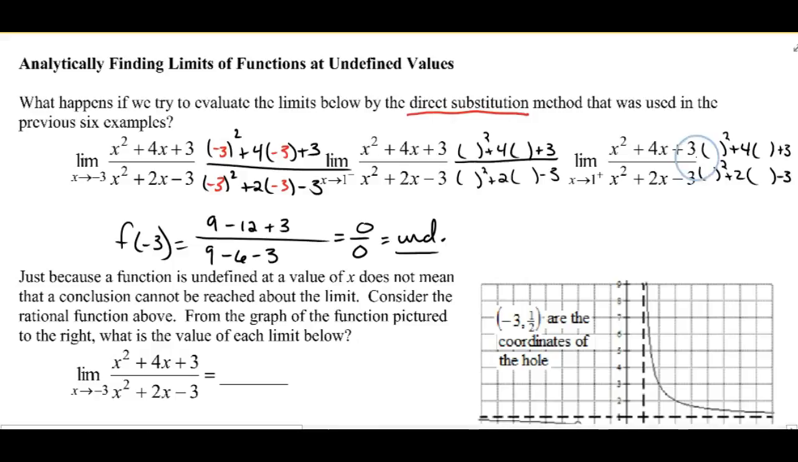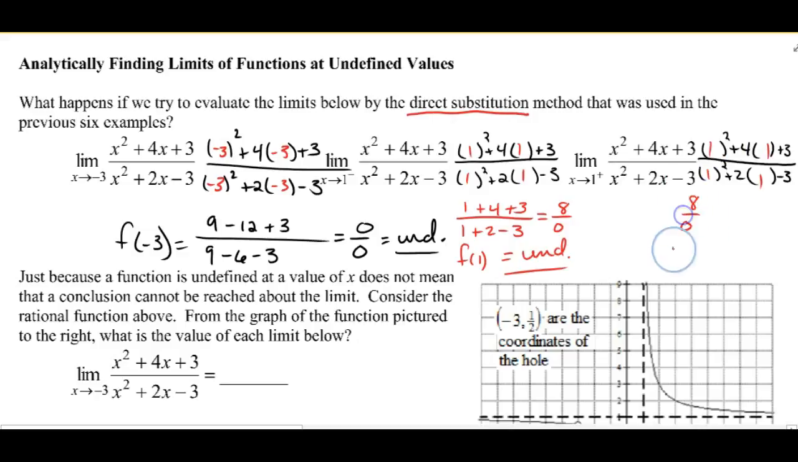Okay, so I've set up my functions here to be evaluated for these other values. I can evaluate at 1, and I get 1 plus 4 plus 3 over 1 plus 2 minus 3. And this time I get 8 over 0, which is still undefined. That doesn't mean my limit is undefined, but my function is undefined. f of 1 is undefined. How about as x approaches 1 from the right? I get the same thing: 8 over 0, or f of 1 is undefined.